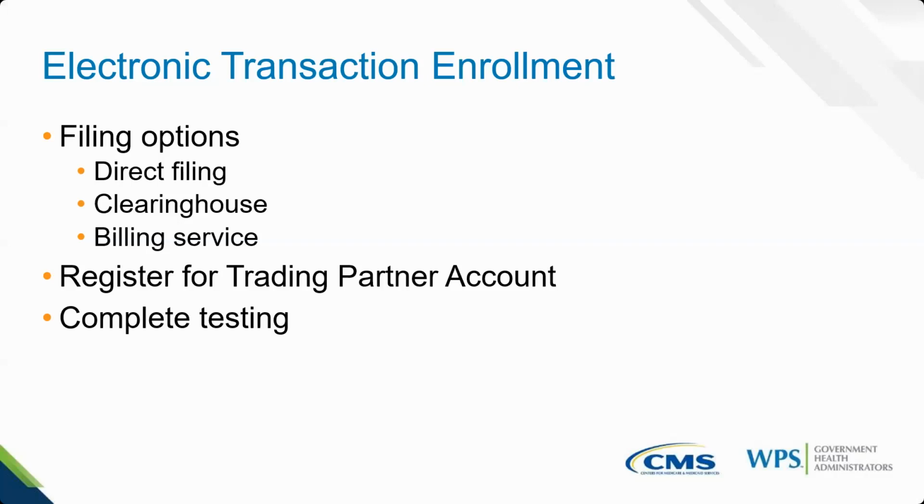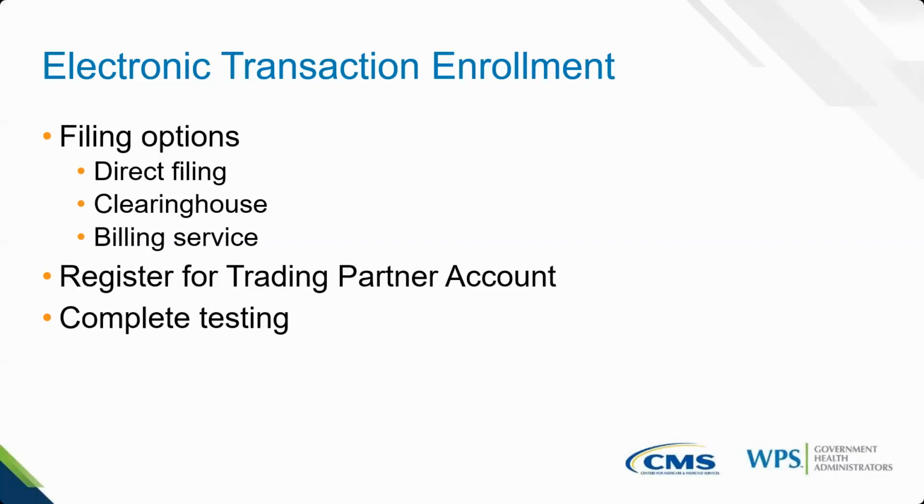The other options are to use a clearinghouse or a billing service. Now, our EDI department does provide a list of all vendors, clearinghouses, and billing services that have been approved for electronic claim filing. And the site lists all of the contracts handled by WPS. So you'll want to be sure to choose the list for the WPS GHA Medicare.